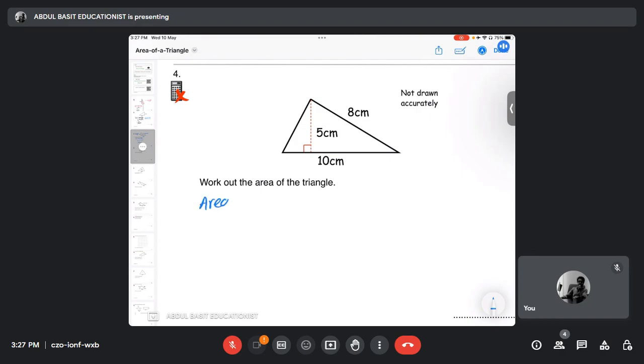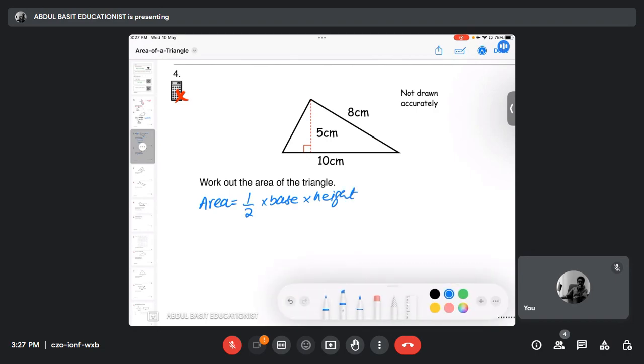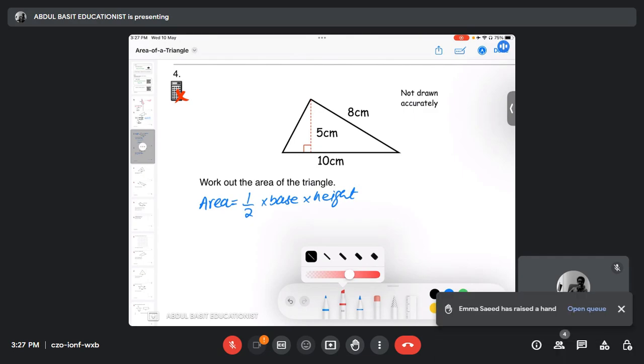Again, write the formula of the area of a triangle, which equals 1 by 2 into base into height. Technically, the triangle is not a right angle triangle right now, but the perpendicular height is given to us. Wait a minute. This is not a right angle triangle, but the perpendicular height is given to us. Sir, the area is 25 centimeters squared.